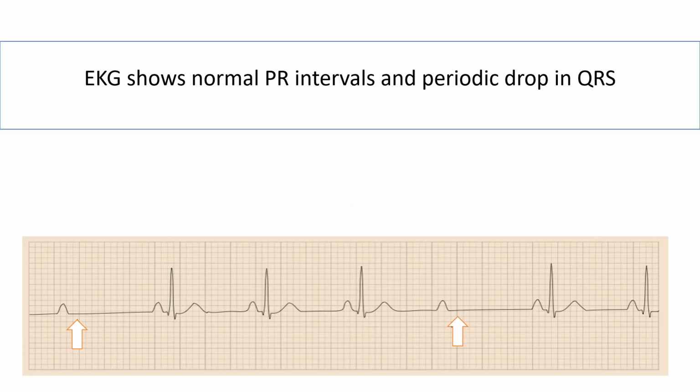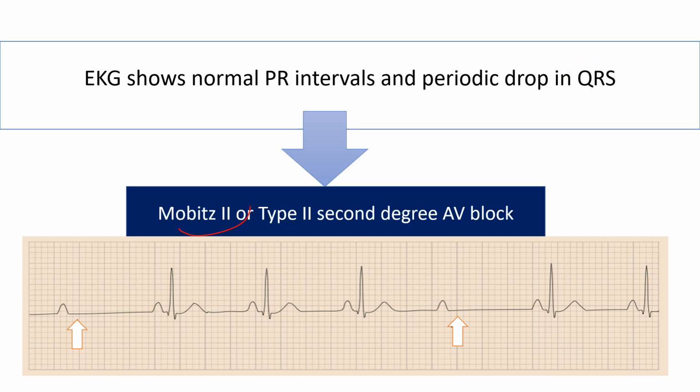EKG shows normal PR intervals followed by a drop in QRS. If you look, the PR interval here is normal, less than one large square, followed by QRS and T wave, PQRST, PQRST, then a P wave and there is no QRS. What is the most likely diagnosis? Mobitz 2, or type 2 second degree heart block: normal PR intervals and periodic drop in QRS.